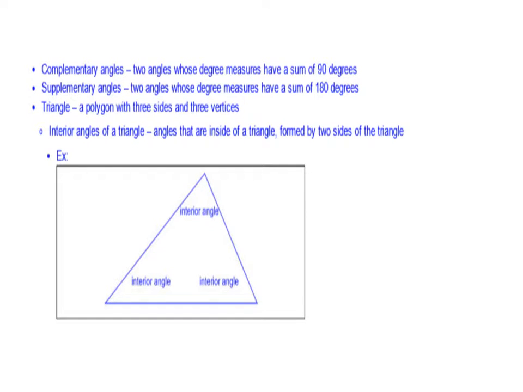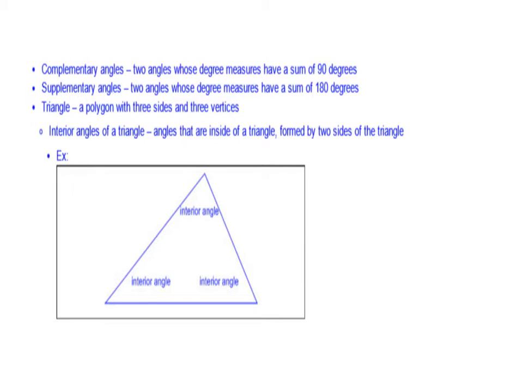Now, supplementary angles are two angles whose degree measures have a sum of 180 degrees. In this case, we know that a triangle is not going to have two 90-degree angles because you have three angles involved, and the measure of this triangle is 180. So supplementary angles are two angles whose degree measures have a sum of 180 degrees.